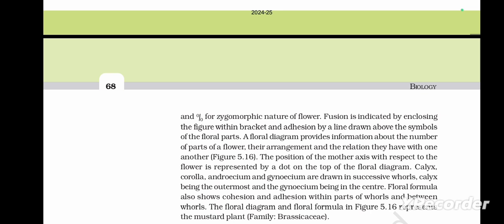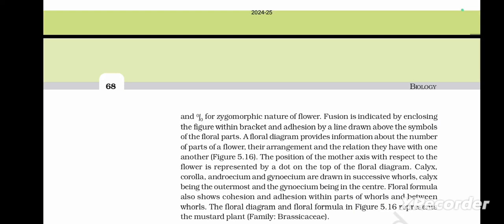Fusion is indicated by enclosing the figure within brackets and adhesion by a line drawn above the symbols of the floral parts. A floral diagram provides information about the number of parts of a flower, their arrangement and the relation they have with one another. The figure we can see in 5.16.